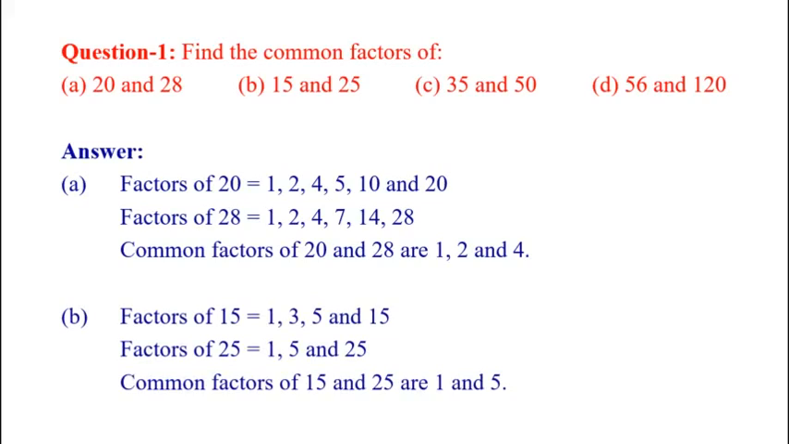Then part B, factors of 15 are 1, 3, 5 and 15. Factors of 25 are 1, 5 and 25. So, common factors of 15 and 25 are 1 and 5.